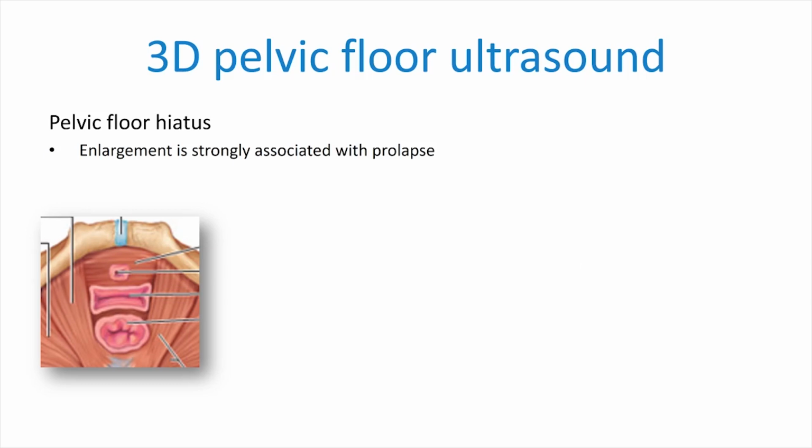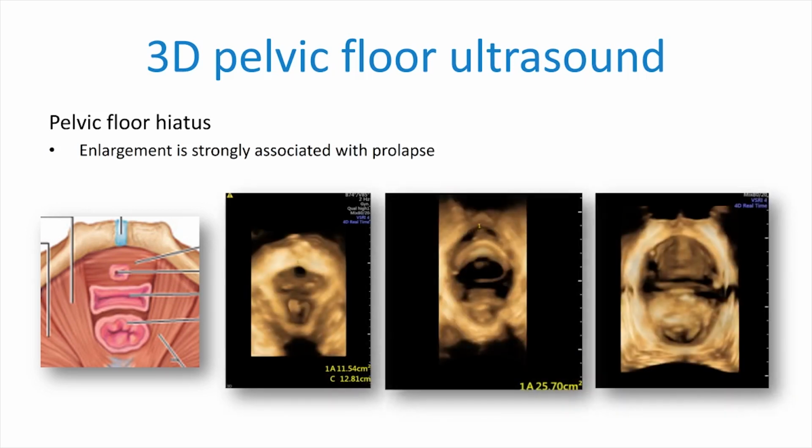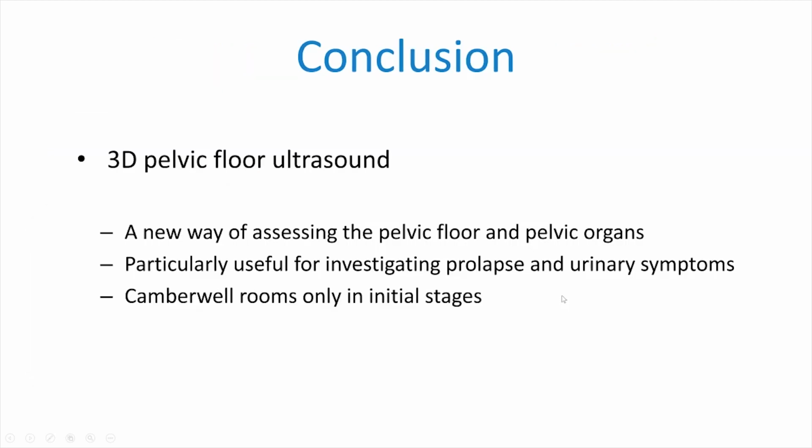The other thing we do is we look at the hiatus, because there's good evidence that enlargement of the hiatus is strongly associated with prolapse. So if the hiatus or the levator ani gets overstretched with childbirth, it may never get back to a normal size. And here are 3 images of a scaled hiatus, and you can see this is a normal size. This is sort of borderline between normal and enlarged, and this is a clearly enlarged hiatus, and we measure that in an objective way by measuring the area.